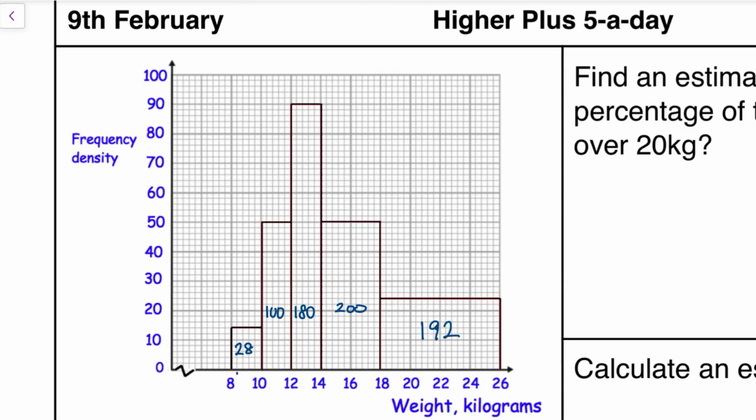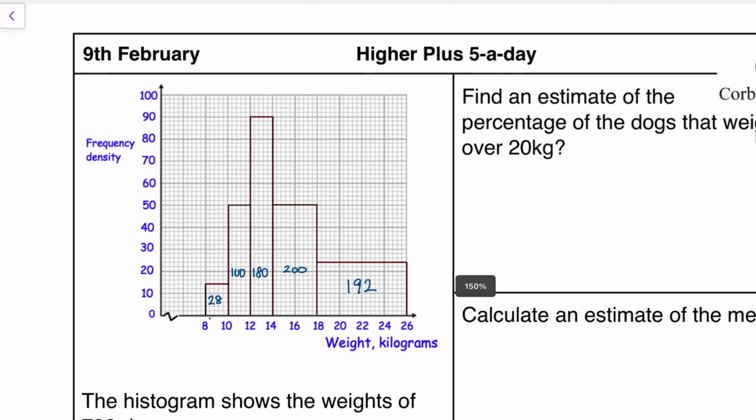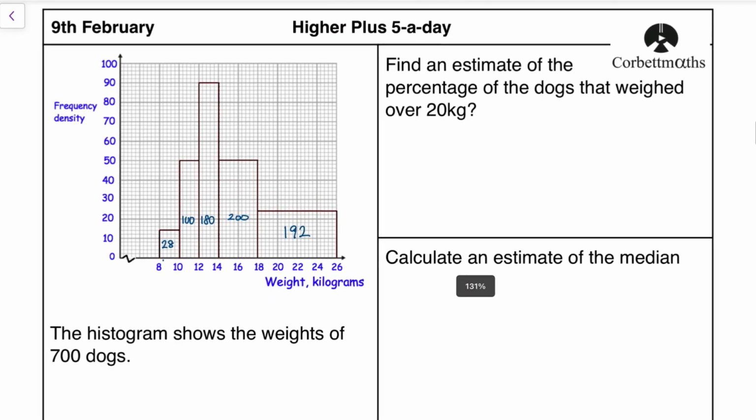Okay, let's just add these up and hope. I can see the 28 and 192, so that should work. So 192 plus 28 plus 100 plus 180 plus 200 does indeed give me 700, which is great, because that means I don't need to do any scaling of the frequency density, which is a question I've seen before, and that would make it a lot more difficult.